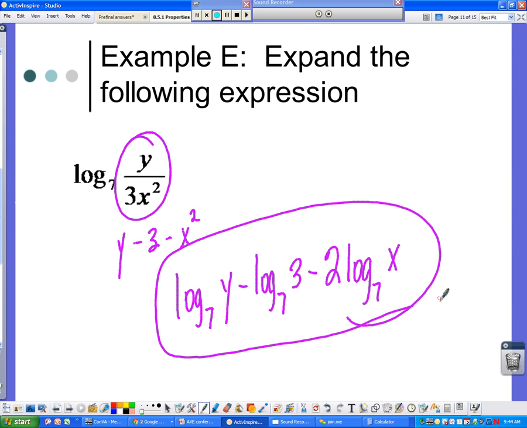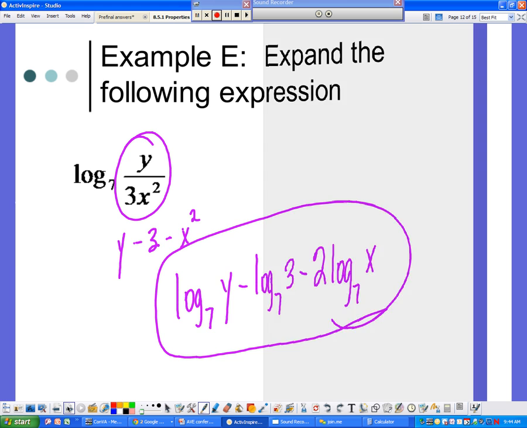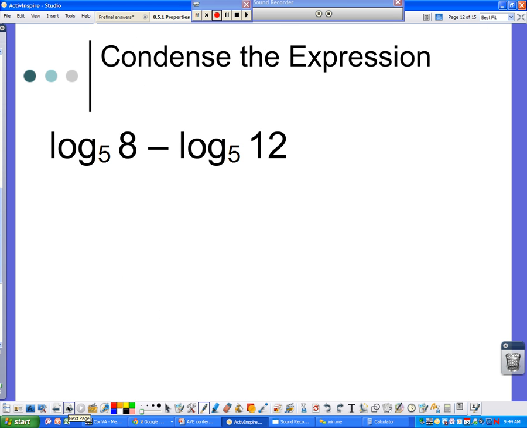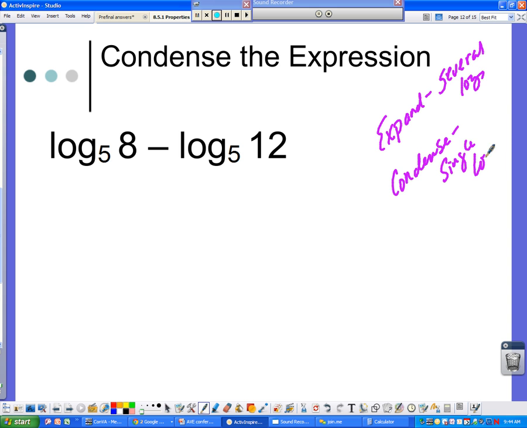All right. The second part of this is when we're actually condensing. When we actually want to condense these problems, whenever you see the word expand, you're going to write several logs. When you see condense, you're going to write a single log. So in other words, you're trying to get it down to one log.